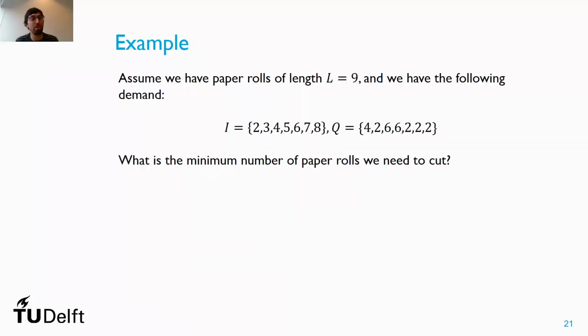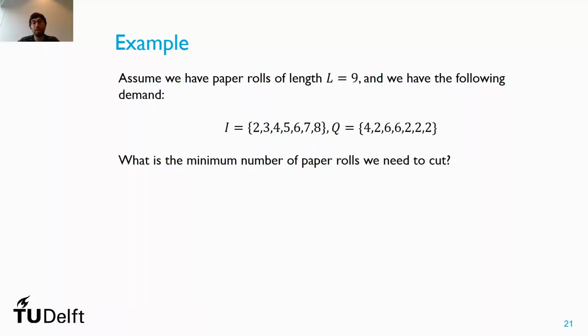And now let me show you a simple example. Let us assume we have a set of paper rolls of length 9. It could be meters, but let's just forget about dimensions here. Let's say we have the following demand. We have 7 unique items of length 2, 3, 4, 5, 6, 7, and 8. And the quantities are as follows. We have 4 for the length of 2, 2 for the length of 3, 6 and 6 for 4 and 5, and 2 for pieces of length 6, 7, and 8.